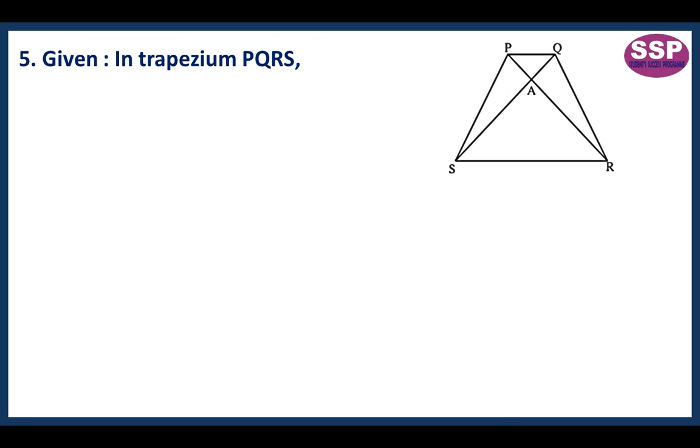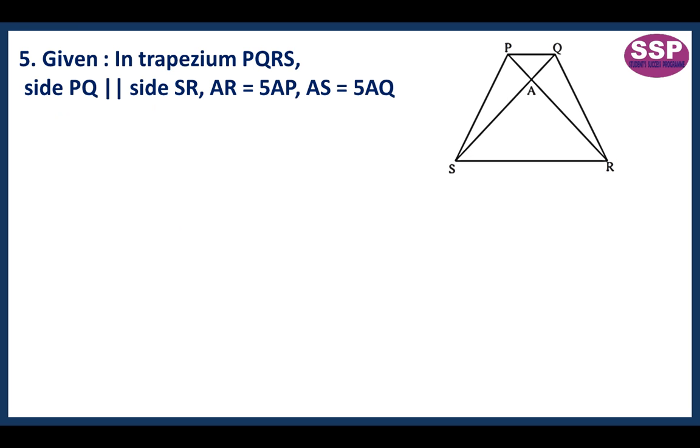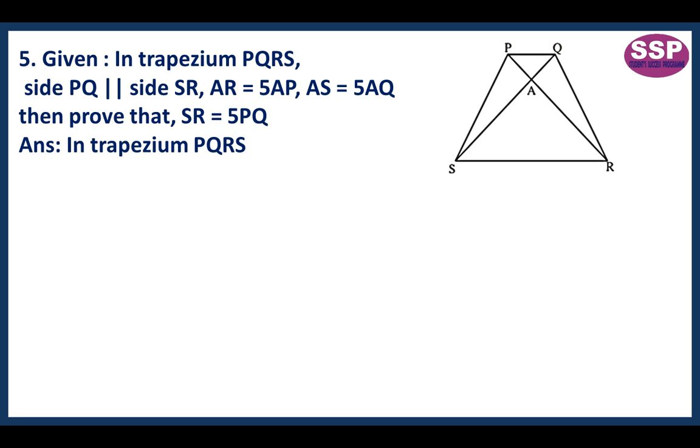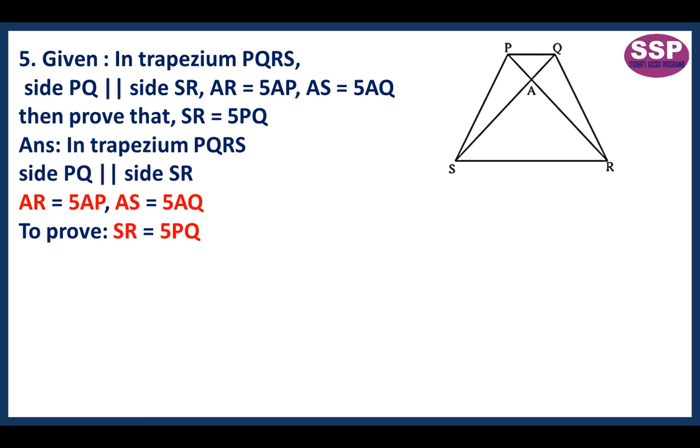Next problem. In trapezium PQRS, side PQ is parallel to side SR. AR equal to 5AP, AS equal to 5AQ. Then prove that SR is equal to 5PQ. Solution. In trapezium PQRS, side PQ is parallel to side SR. It is given. And also AR is equal to 5AP and AS is equal to 5AQ. We have to prove here SR is equal to 5PQ.